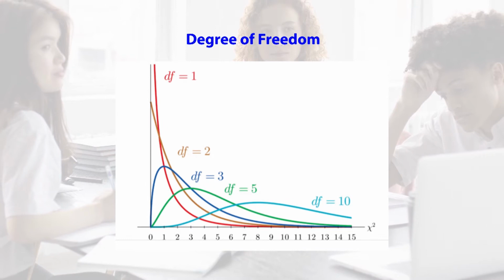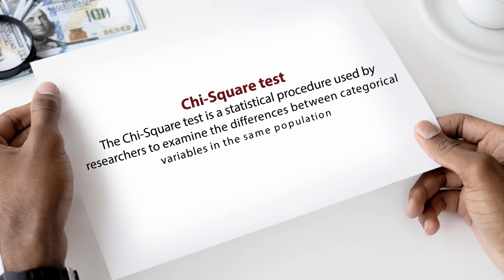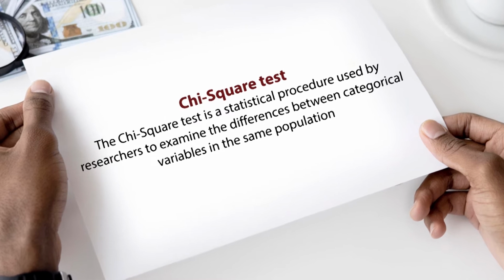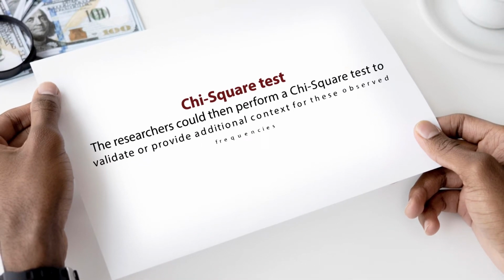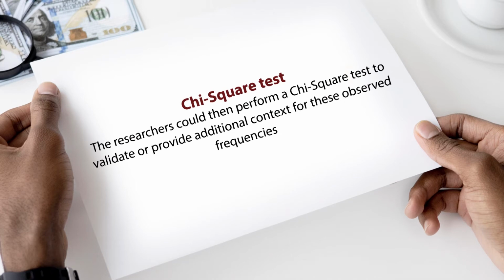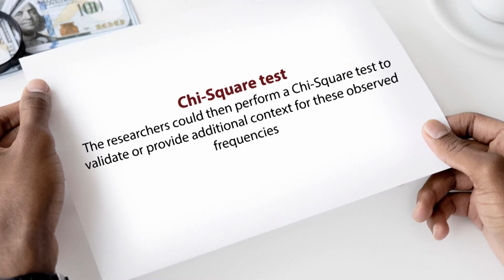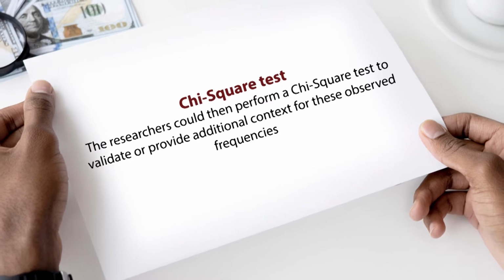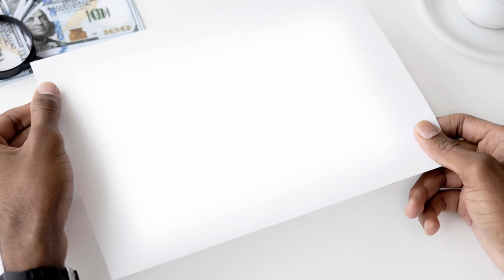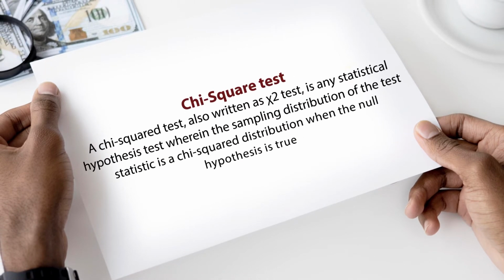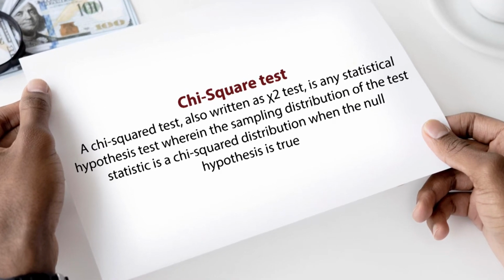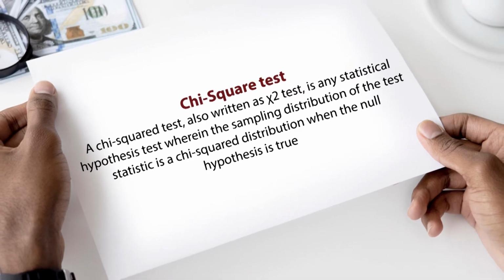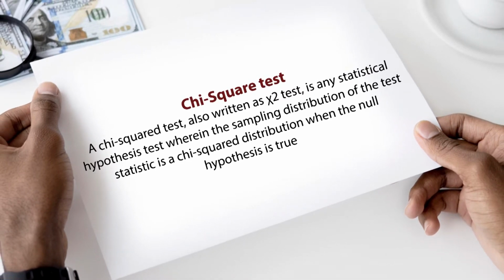The chi-square test is a statistical procedure used by researchers to examine the difference between categorical variables in the same population. The researchers could then perform a chi-square test to validate or provide additional context for those observed frequencies. A chi-square test, also written as X-square test, is any statistical hypothesis test wherein the sampling distribution of the test statistic is a chi-square distribution when the null hypothesis is true.